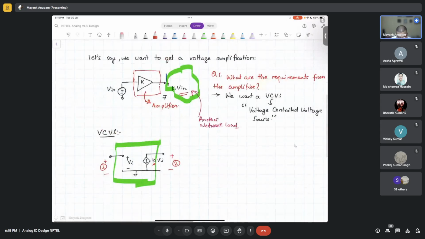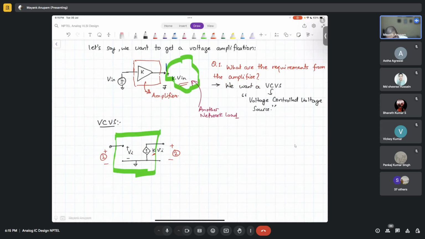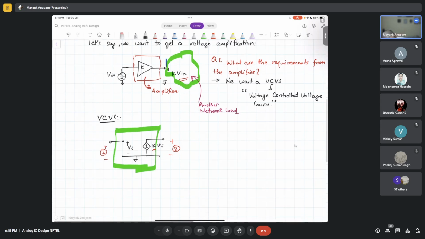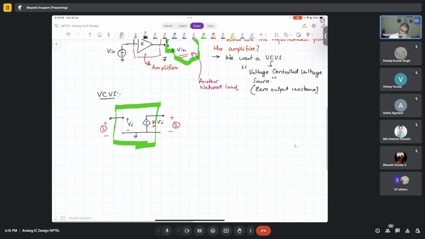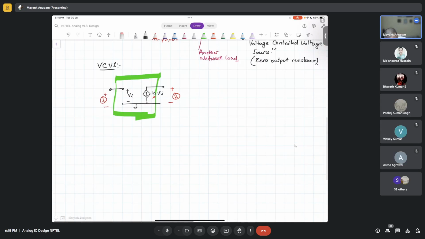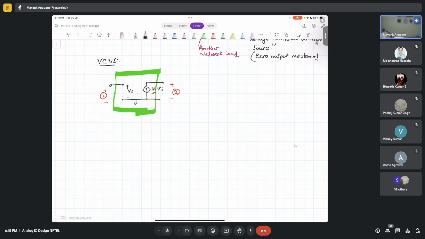So that is the whole point, that is the question that we wanted to answer. What are the requirements from the amplifier? We want a VCVS, isn't it? And a very good VCVS will have zero output resistance, correct? So this is one thing. Can one of you quickly tell me what the properties of an ideal VCVS are?